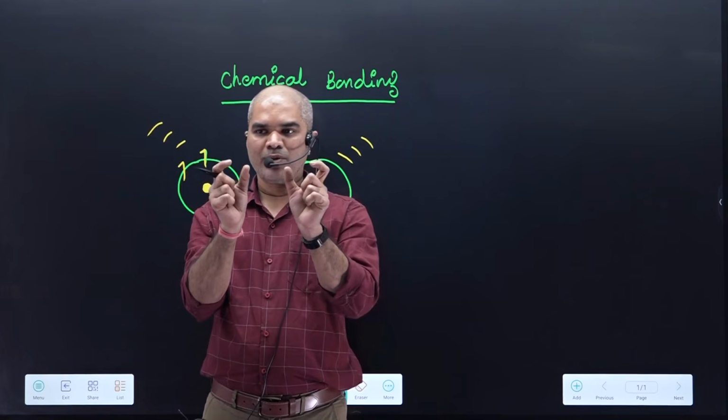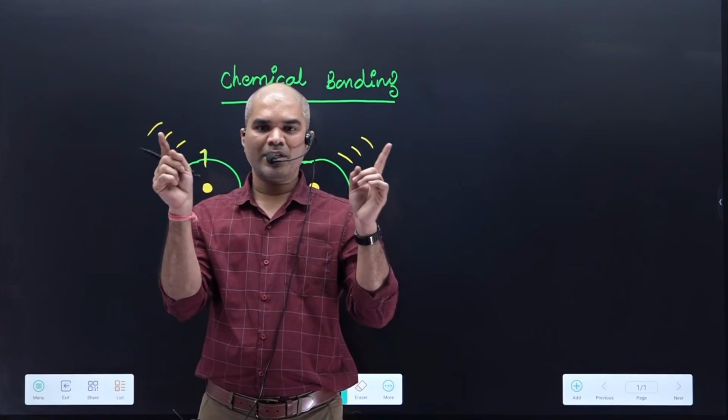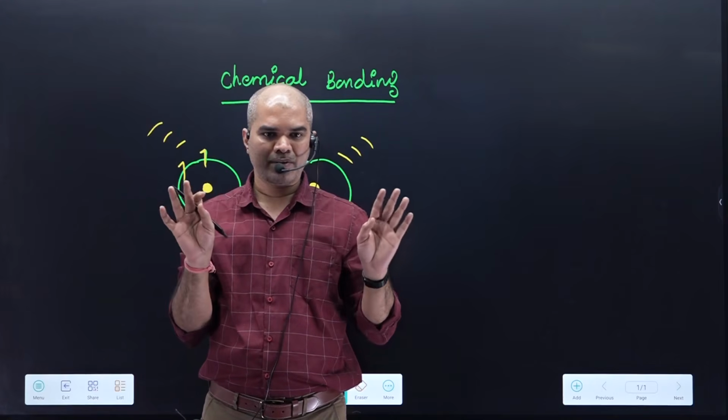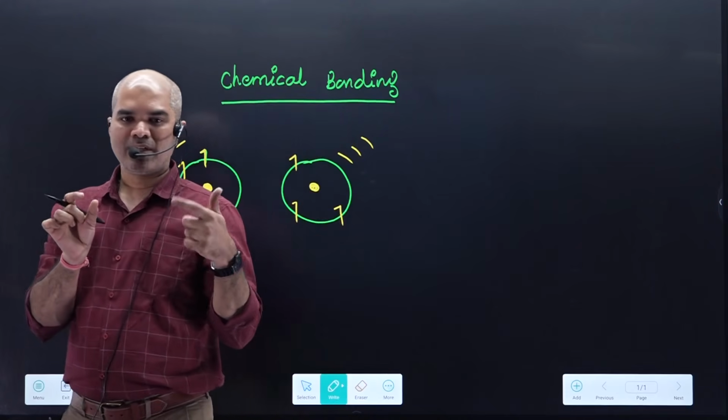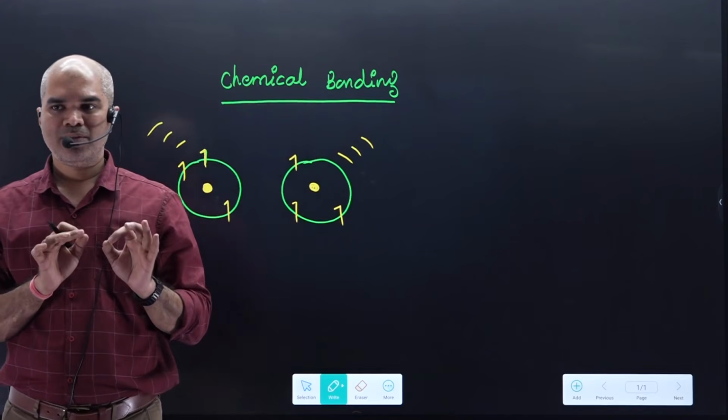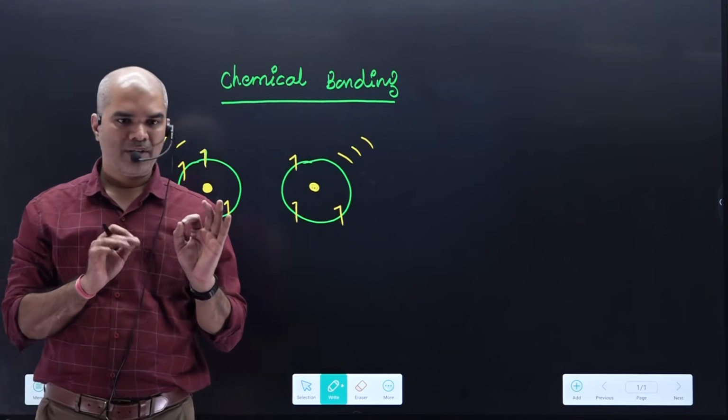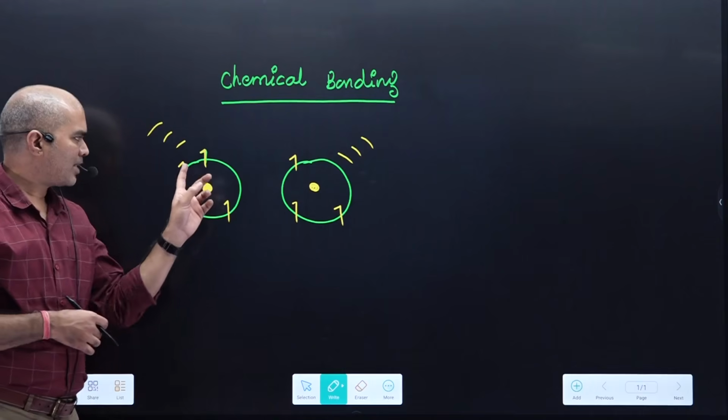Two atoms are ready to form a bond, but repulsive forces are dominating. They don't form a molecule. Two atoms are ready to form a bond, and attractive forces are dominating. Then they will form a bond. They will form a molecule. So what are these repulsive forces and attractive forces?